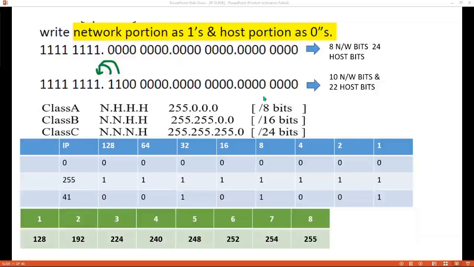Okay. If I would have borrowed 4 bits here, I can mention my subnet mask as 255.240.0.0. If I borrow 3 bits, I can mention 255.224.0.0. If I borrow 6 bits, same for the second octet, I can mention 252. If I borrow 8 bits, I can mention it as 255. If I borrow 7 bits, I can mention 254. Okay. So to easily calculate all the answers, you must definitely remember this table.